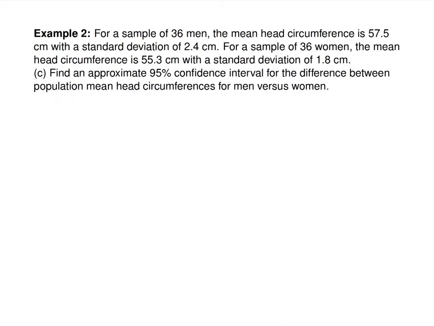Now, find an approximate 95% confidence interval for the difference between population mean head circumferences for men versus women. So the first things: we have the standard error, we have the x1 bar minus x2 bar, we need the t star. So we take n to be the smaller of the two. Well, both sample sizes are 36, so our n will be 36. So the degrees of freedom is 35.